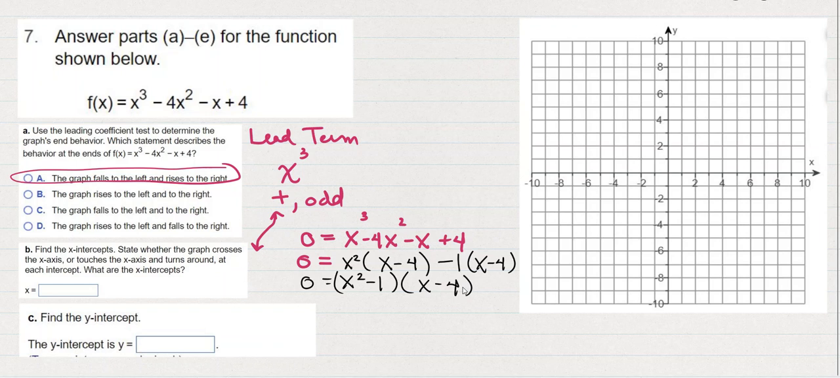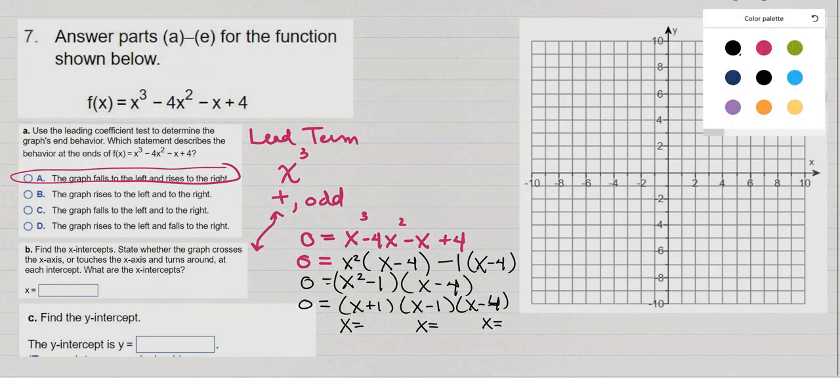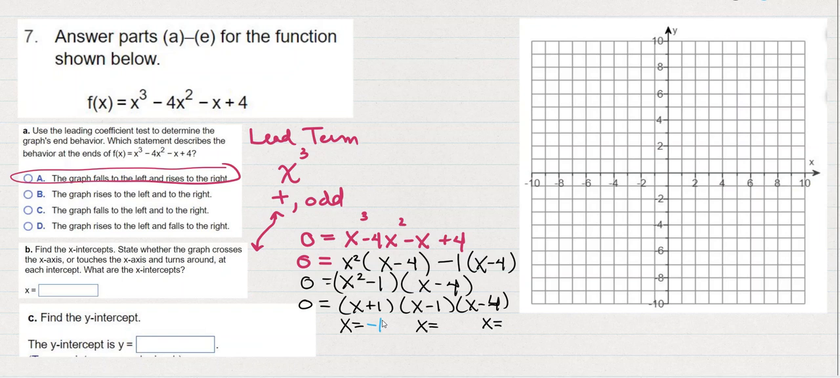But now I could continue to factor this. x squared minus 1 is x plus 1, x minus 1, and then x minus 4. So those are our factors. To find the x-intercepts, I set each of these factors to 0 and solve. I'd get that x equals negative 1, x equals positive 1, x equals positive 4.